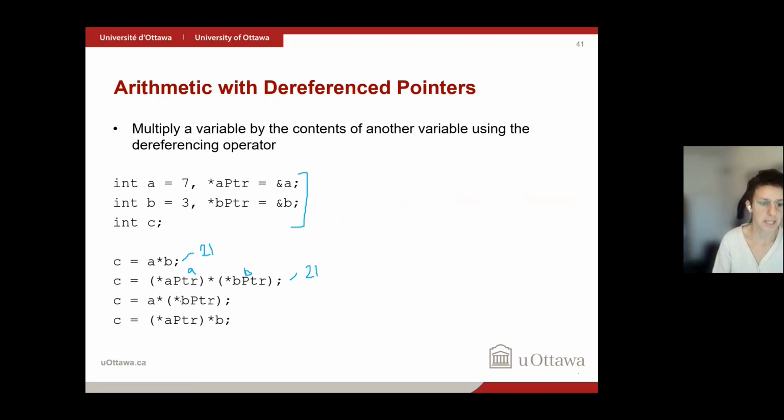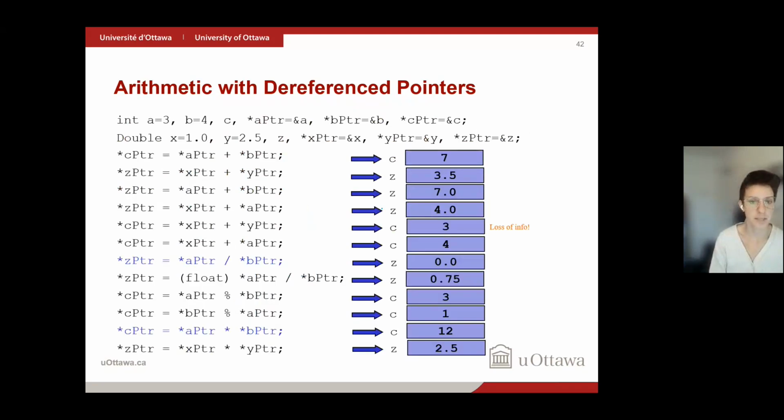Here we're multiplying A times the contents of the address stored at B pointer, 21 again. And finally, we have the contents of the address stored in A pointer. It's going to be the contents of A times B, 21 again. So this is just 4 different ways to write the same thing. And depending on what you're trying to accomplish, you might use one of these methods.